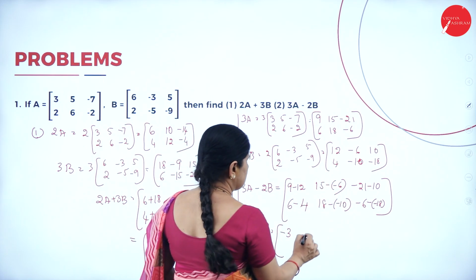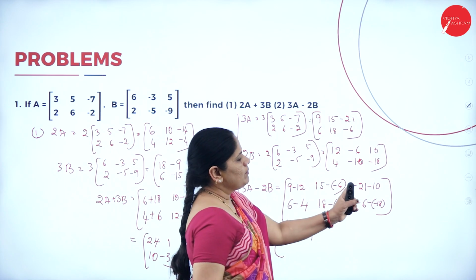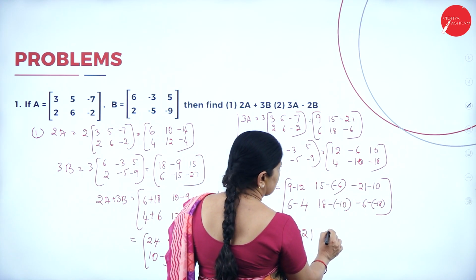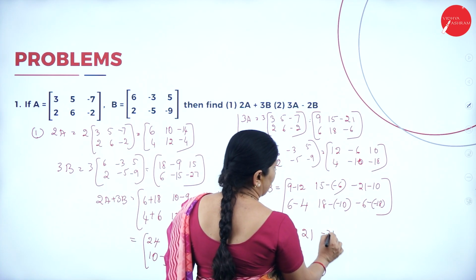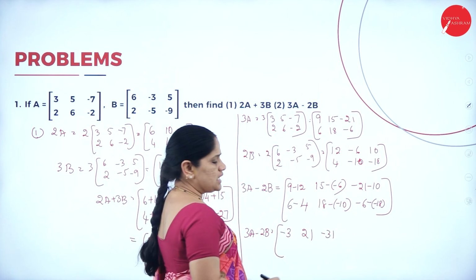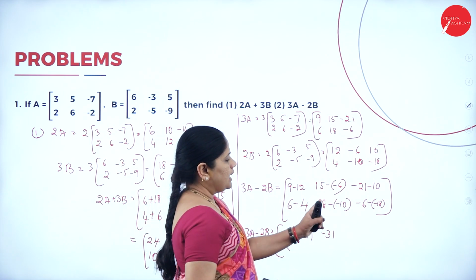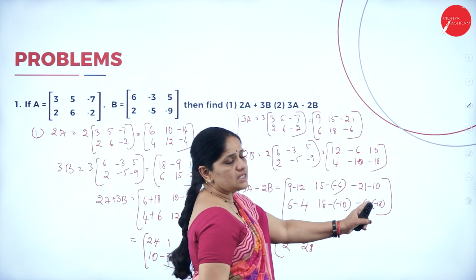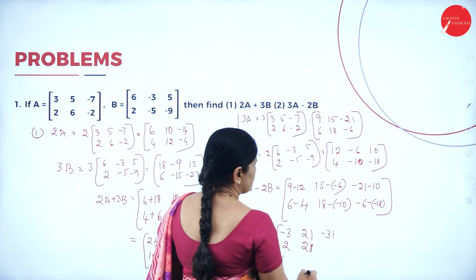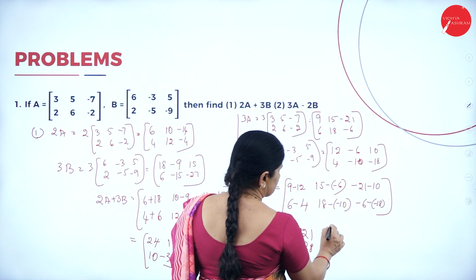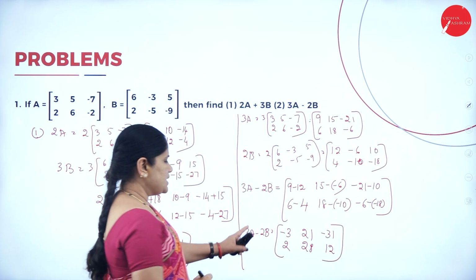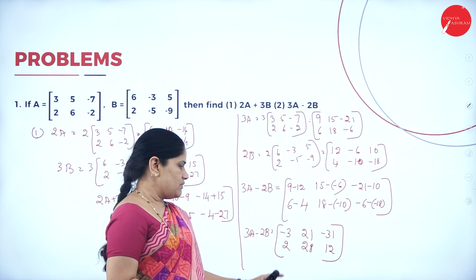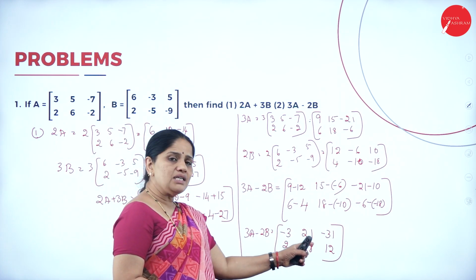15 plus 6 is 21. Minus 21 minus 10 minus 31. 6 minus 4 is 2. 18 plus 10 is 28. Minus 6 plus 18. So this will be 12 is the answer. So when we simplify, we get minus 3, 21, minus 31, 2, 28 and 12.